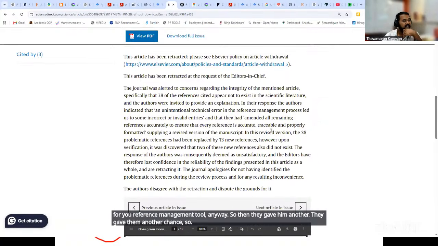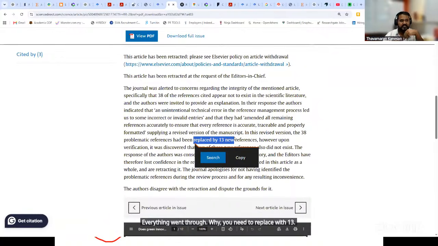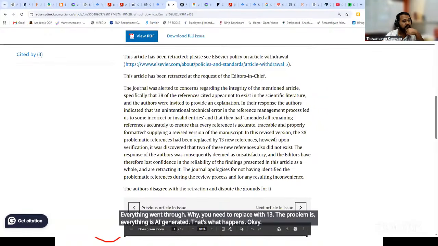So what they did, they went and revised. They removed the 38 references and replaced them with 13. See, if the 38 references were true, why did you need to replace them with 13? The problem is everything is AI generated. That's what happens. However, this is the best part.